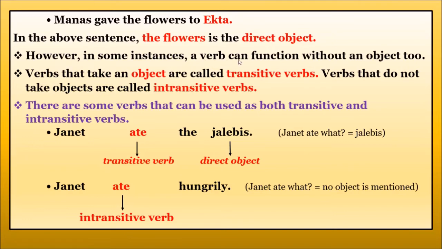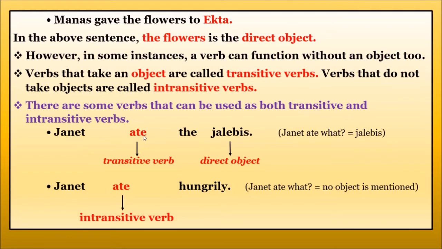However, in some instances, a verb can function without an object too. Verbs that take an object are called transitive verbs. Verbs that do not take objects are called intransitive verbs. Listen carefully, children. The verbs which take an object, an action which takes an object, are called transitive verbs, and some actions which do not take objects are called intransitive verbs. And there are some verbs that can be used as both transitive and intransitive verbs.